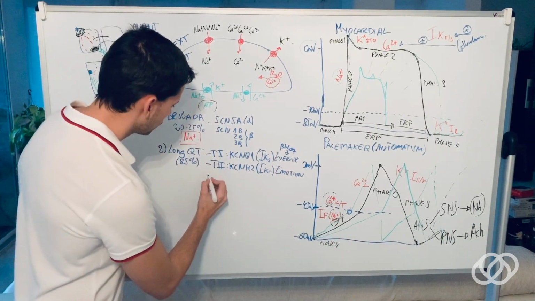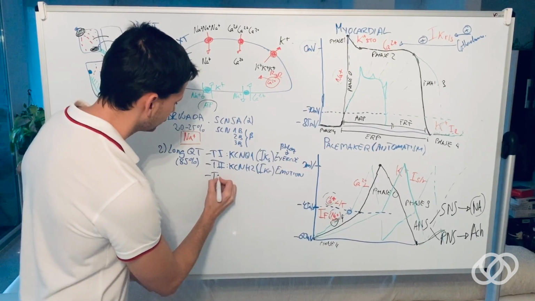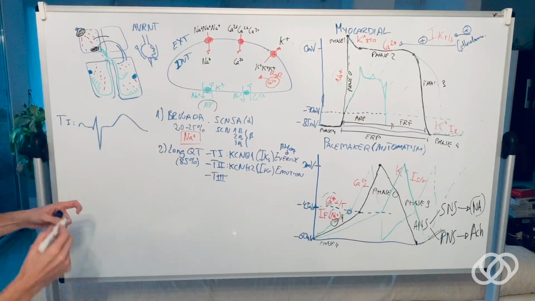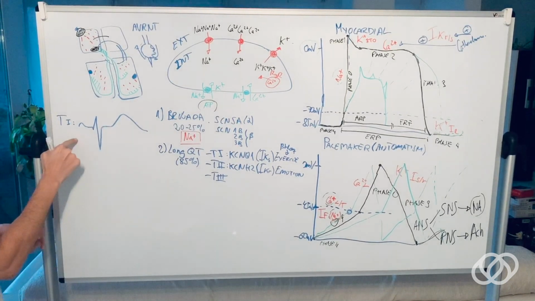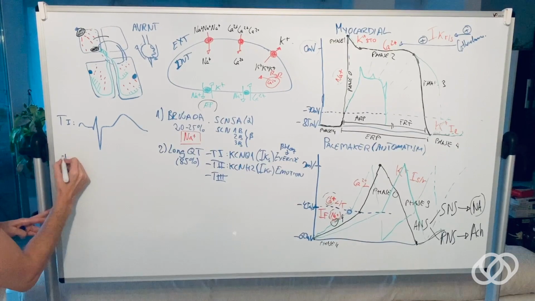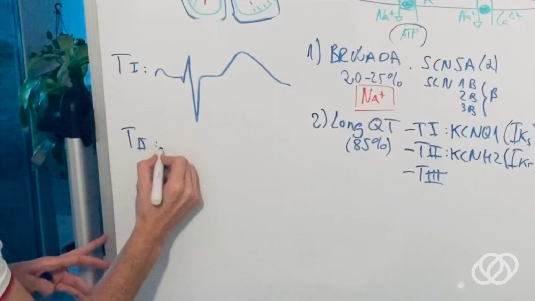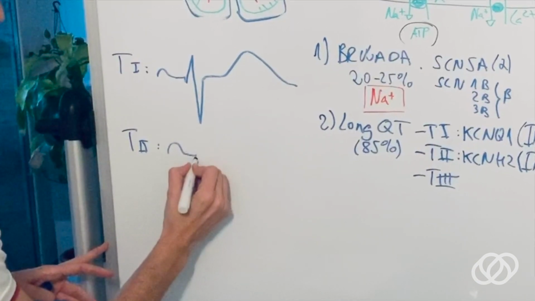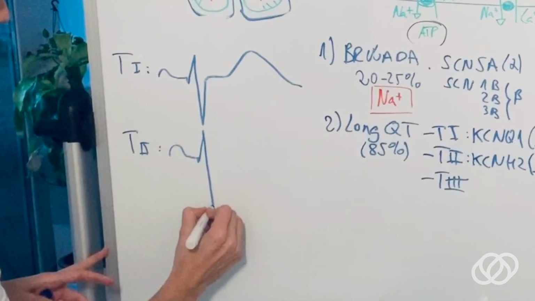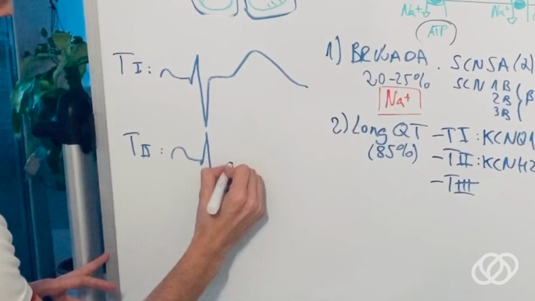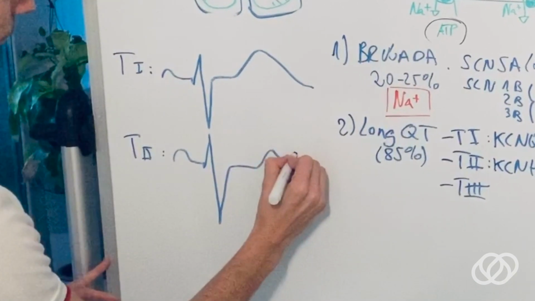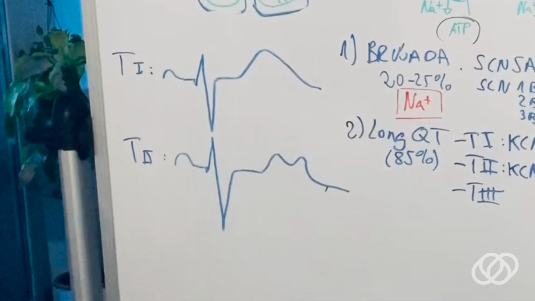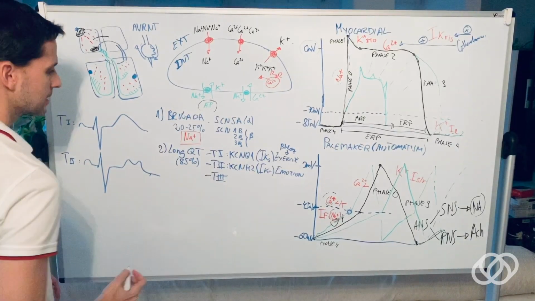So we are going to go to type 3. First, how are we going to see type 2 in the surface ECG? Type 2 will be diagnosed by a prolongation of the QT, but in that case we are going to have a bifid T wave.